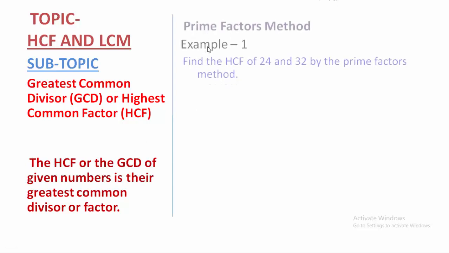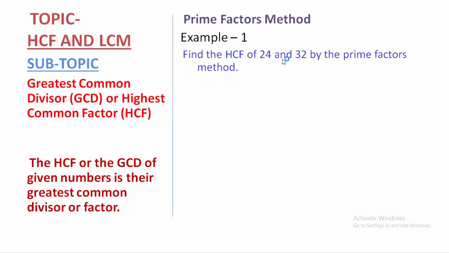Now see the example. Find the HCF of 24 and 32 by the prime factors method. It means in this example we have to find the highest common factor of numbers 24 and 32 by using the prime factors method. For that we need to find the prime factors of the given numbers. Let's see the factors.